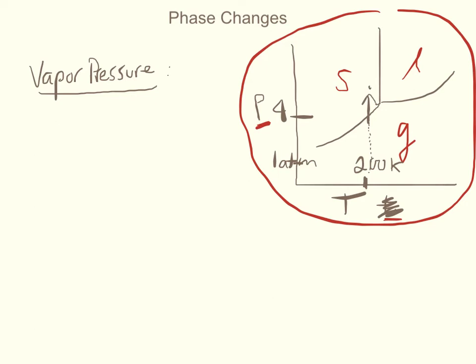So the type of question you might be asked is, at what pressure and temperature would evaporation occur? At what temperature and pressure would condensation occur? And that would involve using a diagram like this.